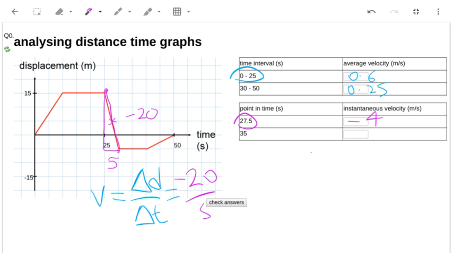And for the last one, I'm looking at 35 seconds, which is 25, 30, 35, which is here. And that part of the curve is flat, so there is no change in the displacement. The object's not moving, so the velocity is 0.